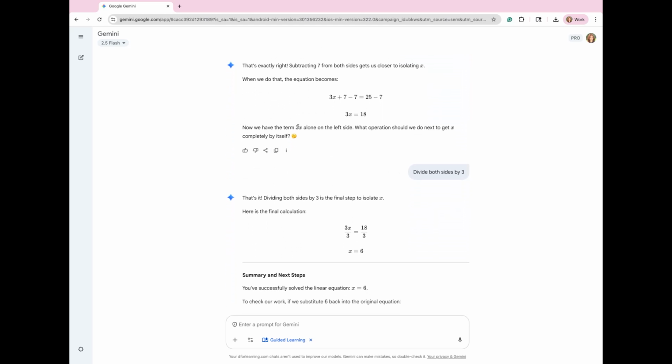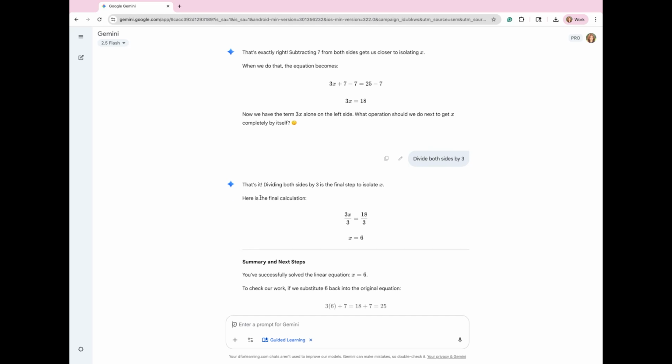Now we have the term 3x alone on the left side. What operation should we do next to get x completely by itself? So the student has to enter the correct answer. So I said divide both sides by 3, and that is correct. And then it shows the final calculation of x equals 6.